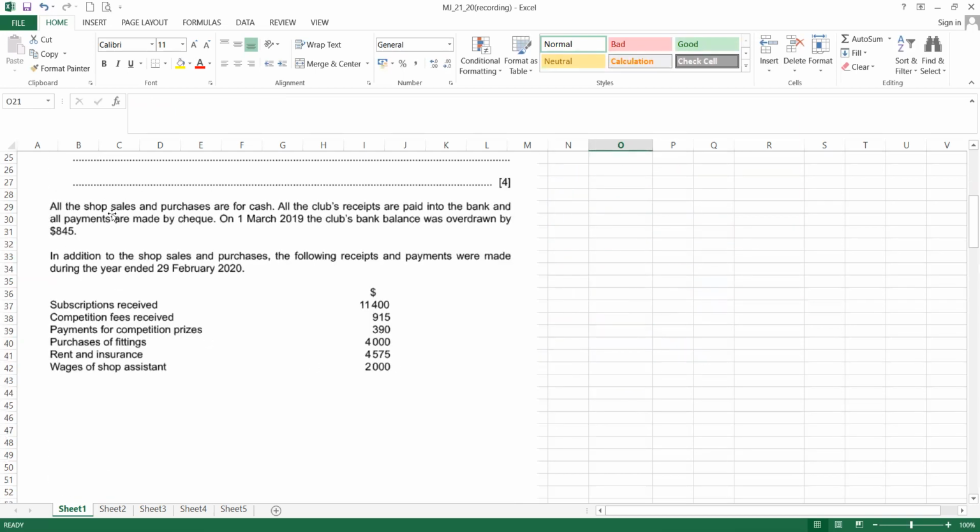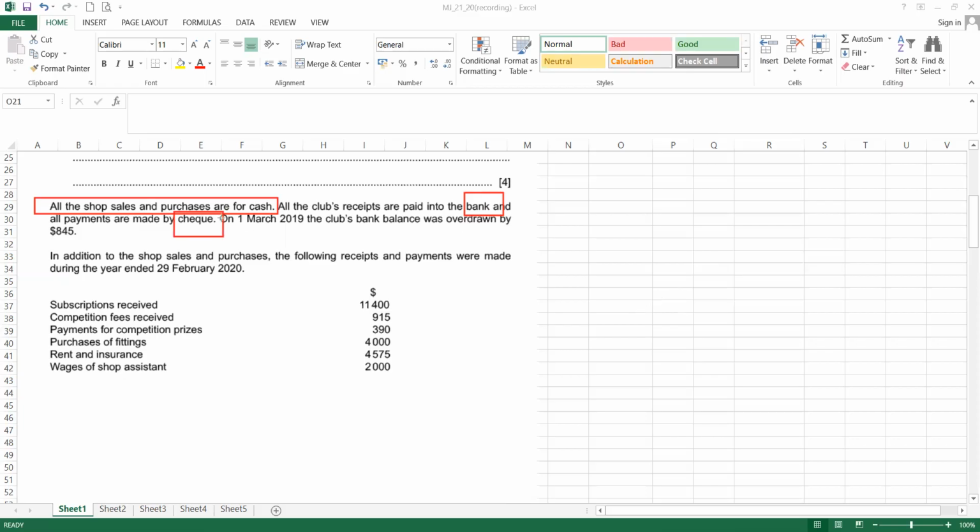Next, the wording they put in here says that all the shop sales and purchases are for cash. That means they don't have credit. Everything is bought and sold using cash. All the club receipts are paid into the bank and all payments are made by cheque. That means the receipts and payments all go through the bank account.